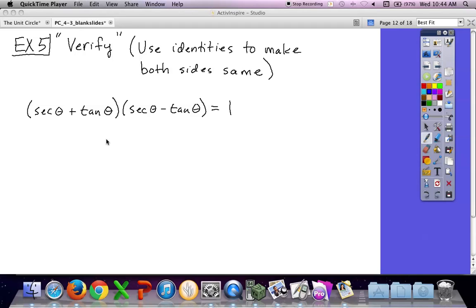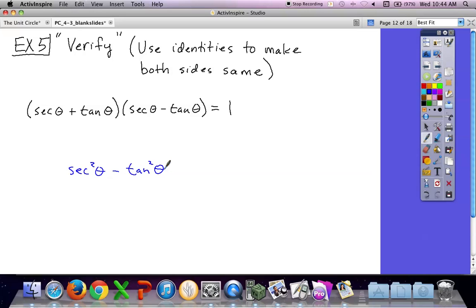Same thing, we want to make the left-hand side look like the right-hand side. Does anybody see the pattern on the left? This is the factoring of a difference of squares, right? If I had a squared minus b squared, that's a plus b times a minus b, right? So that is secant squared theta minus tan squared theta.